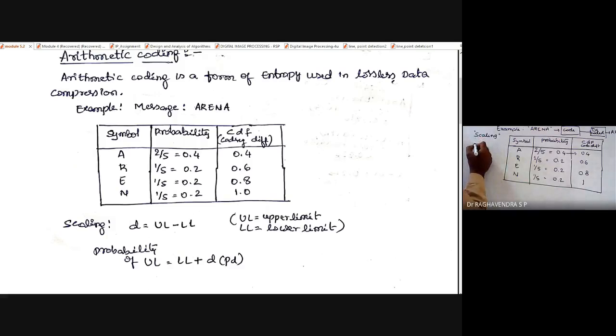The first one is B, which is called the difference. This B is nothing but UL minus LL. Here UL stands for upper limit and LL stands for lower limit.